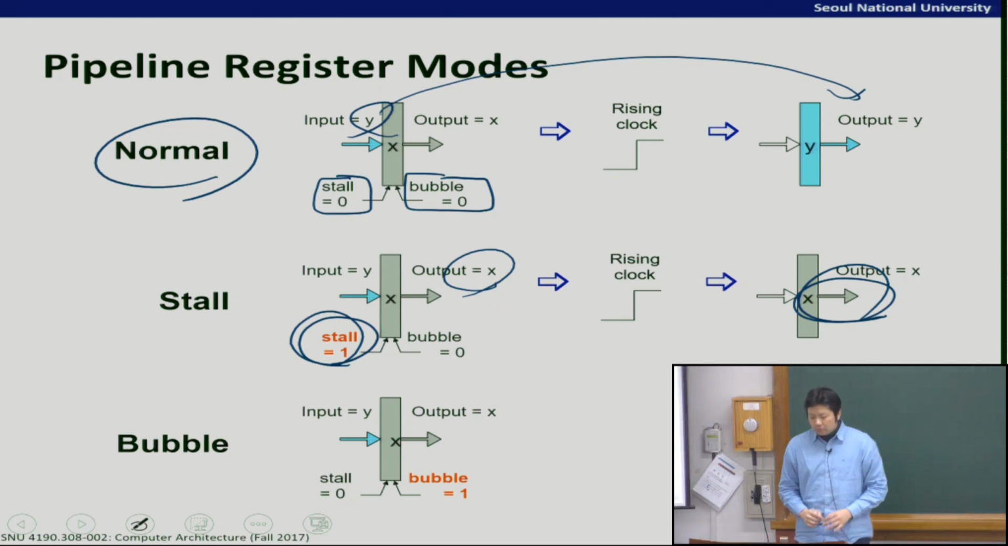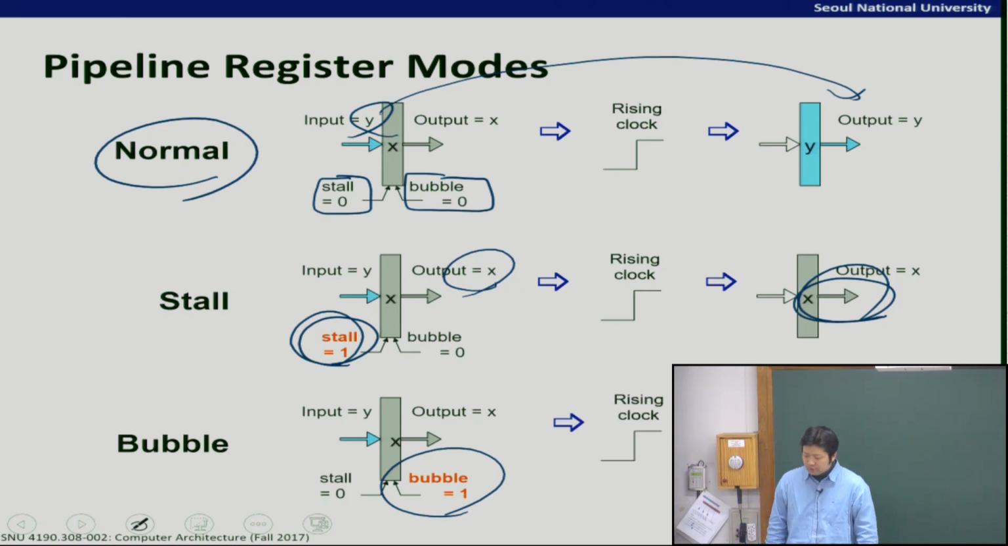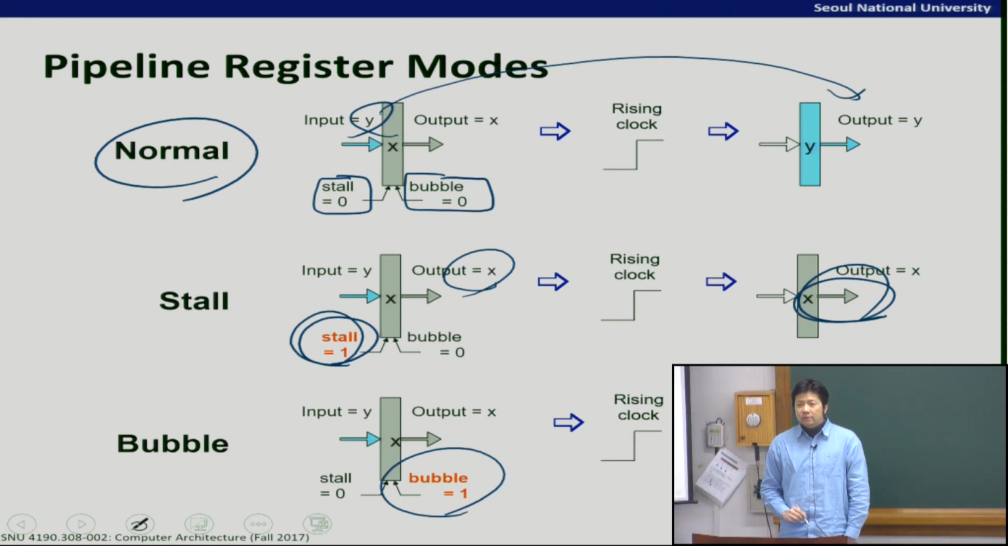And sometimes we also need to insert a bubble into the pipeline register. So if you set this control value to 1, then at the next rising edge of the clock, the value will become null, regardless of the input value.